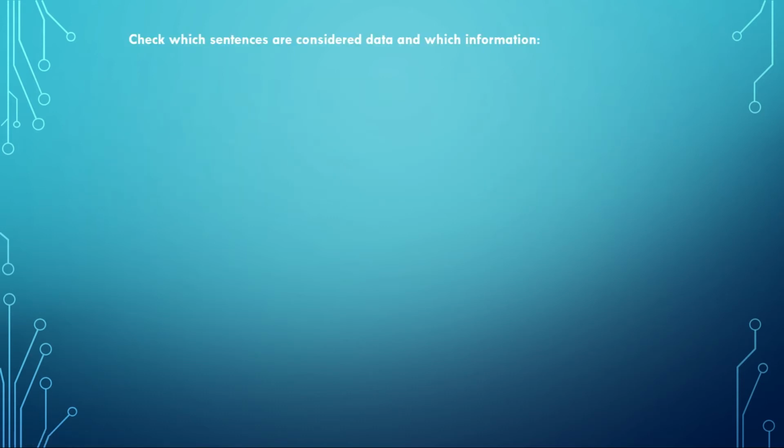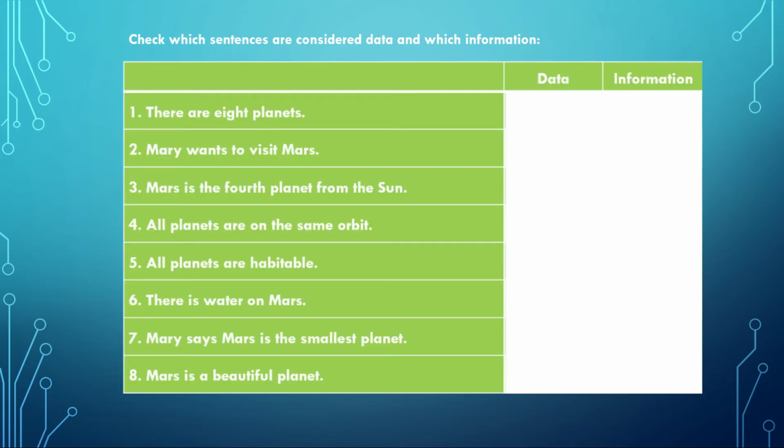Now let's see. Check which statements are considered data and which statements are information. You have to identify. Right now I'm showing you some examples. There are 8 planets. Is this data or information? You have to guess it. Yes, try it. Yes, it's information. Mary wants to visit Mars. Is it data or information?